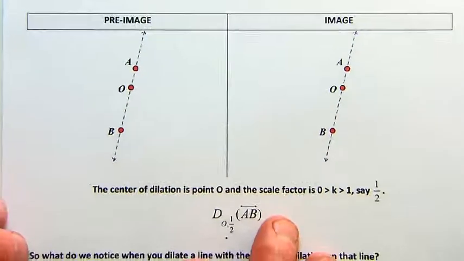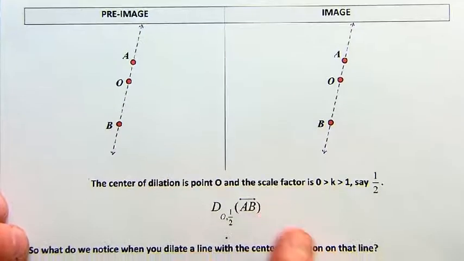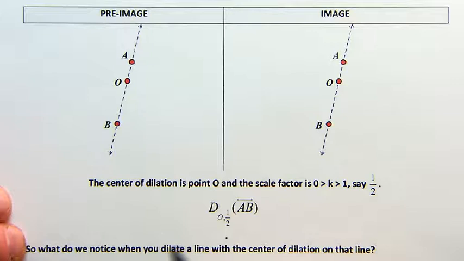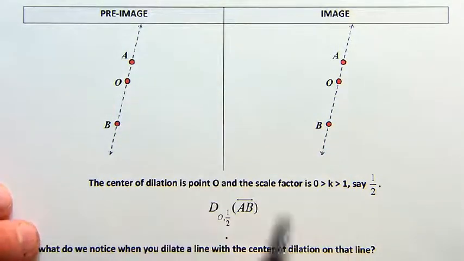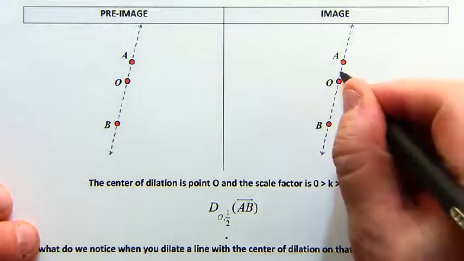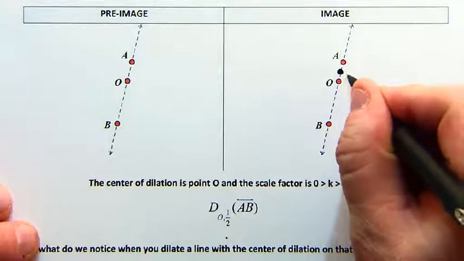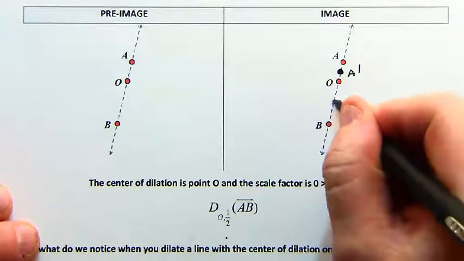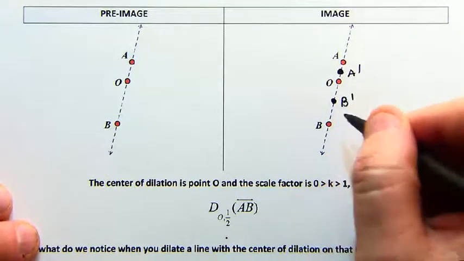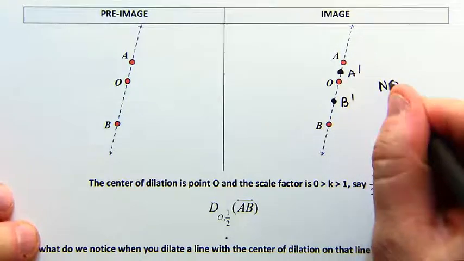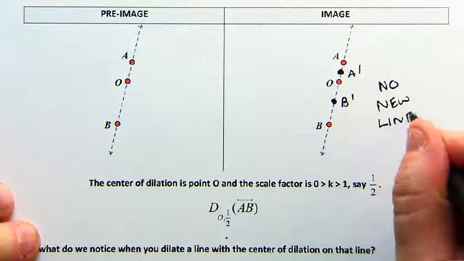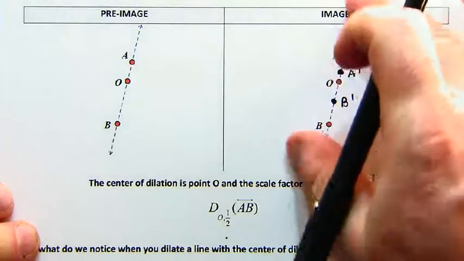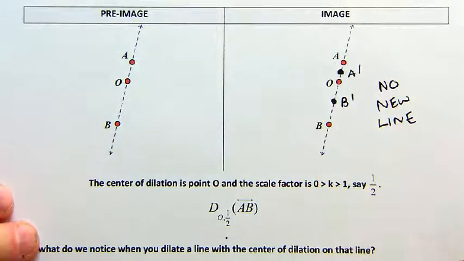I just want to show that that wouldn't matter either if we decided to use a scale factor of like 1/2. So here again are our original points. If we were to dilate by 1/2, A prime might come here, B prime might come here, but again no new lines are formed when you dilate and your center is on that line.